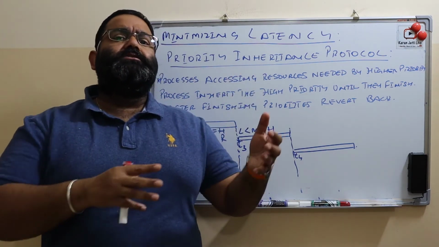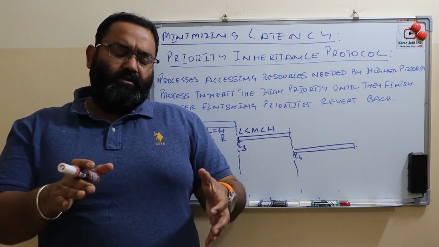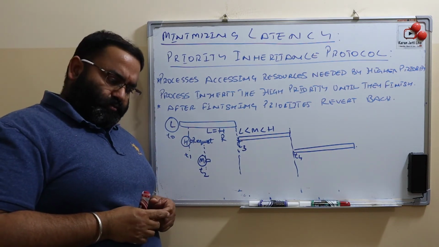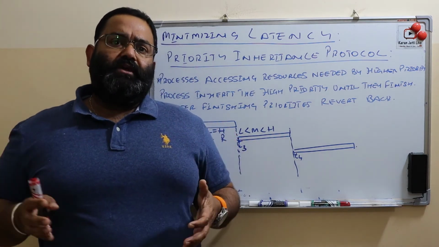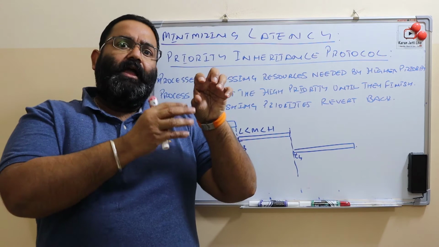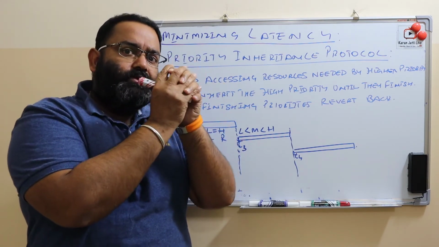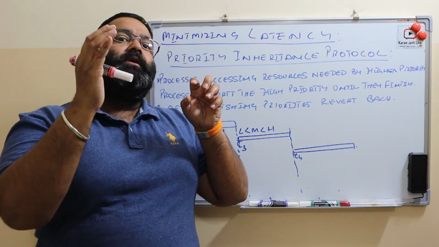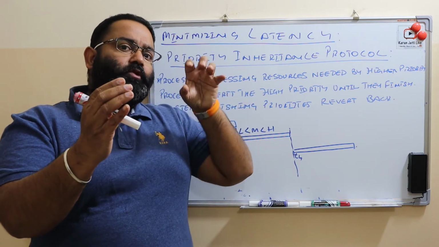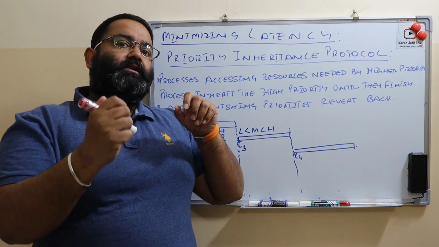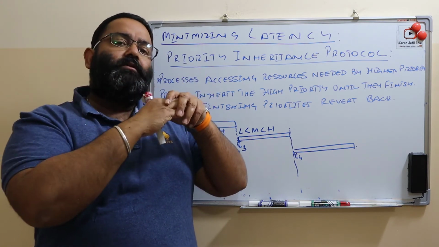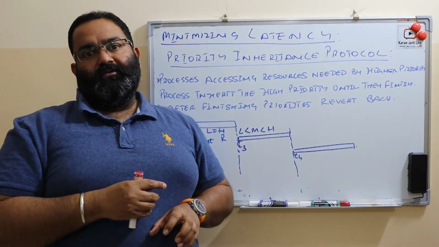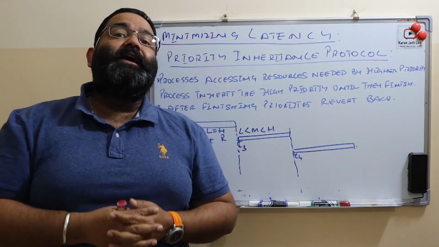There are many other solutions like disabling the interrupts and so on, but in this part we will focus on the priority inheritance protocol. Okay, so what is the priority inheritance protocol? We say if a low priority process is running and it has some resources allocated to it which are needed by some high priority process, then this low priority process can inherit the priority of the high priority process, and it can continue with its execution. We call it the priority inheritance protocol.